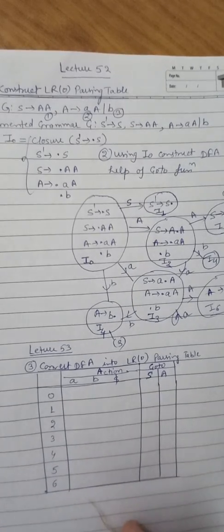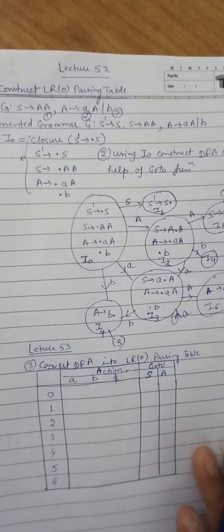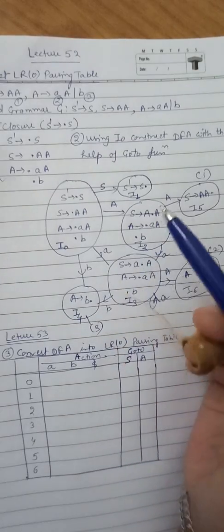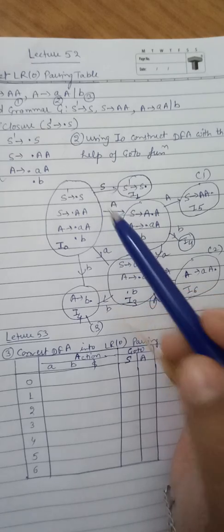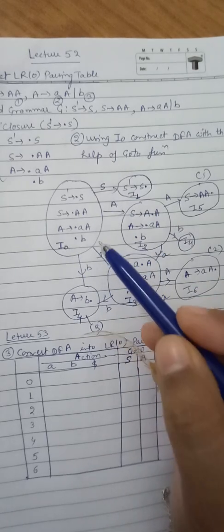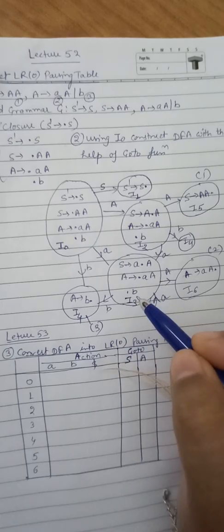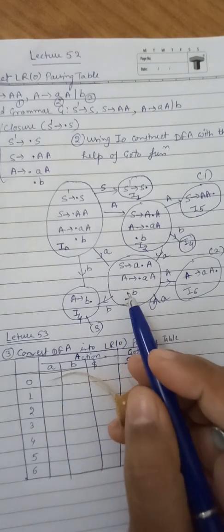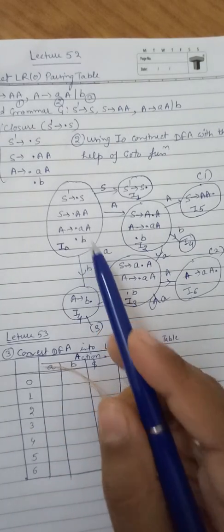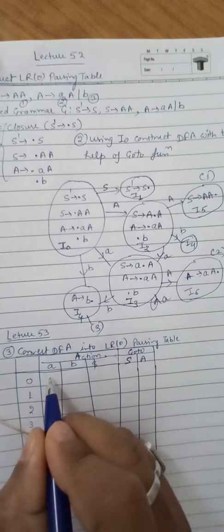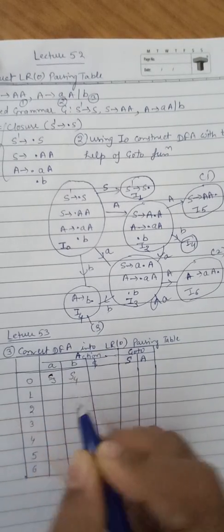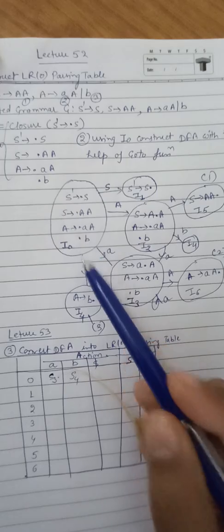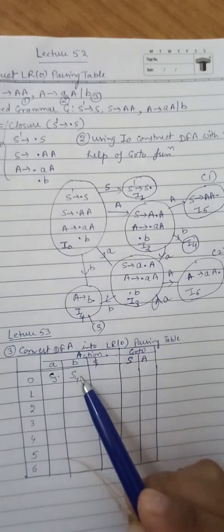Now how to map the table? Let's see. What are we getting from state 0 for terminal A? We are going to I3. And from I0 for terminal B, we are going to I4. So we will write here S3 and S4, because from I0 for terminal A we go to I3, so we write S3, and for terminal B we go to I4, so we write S4.